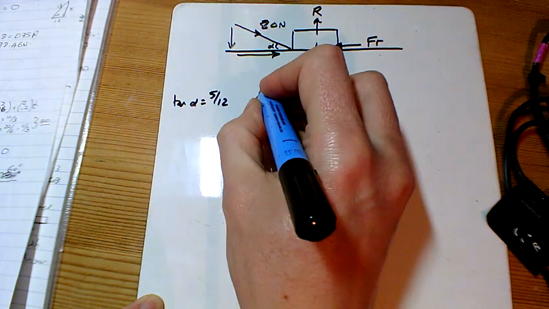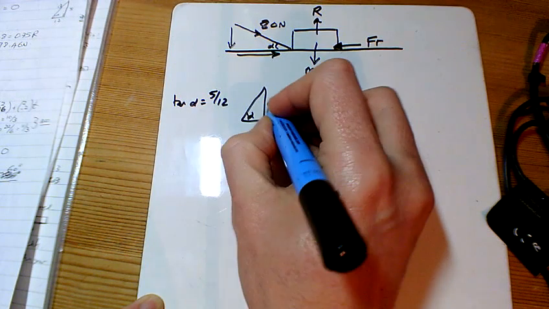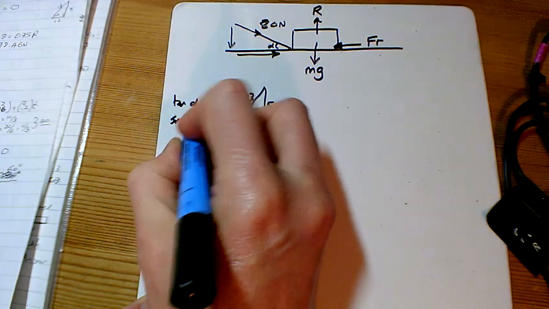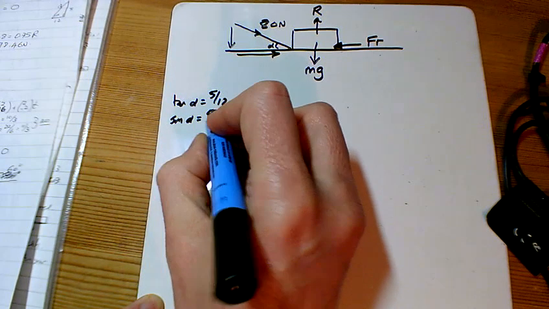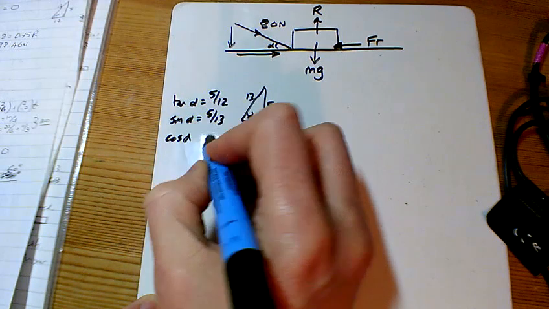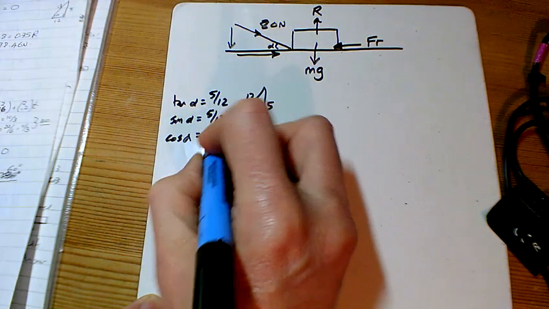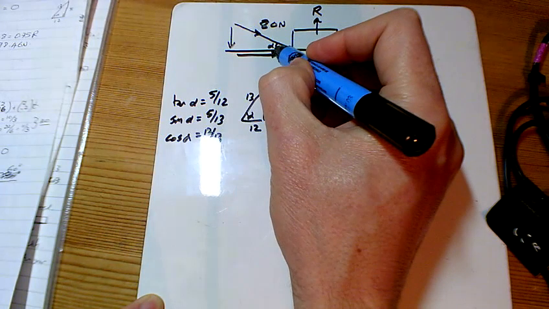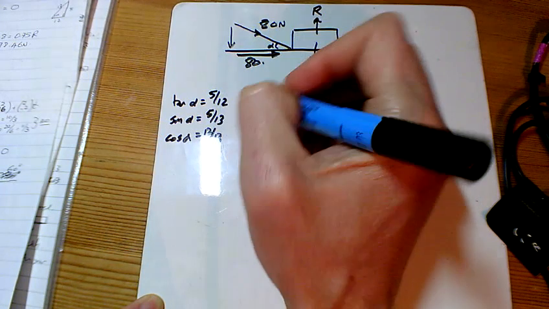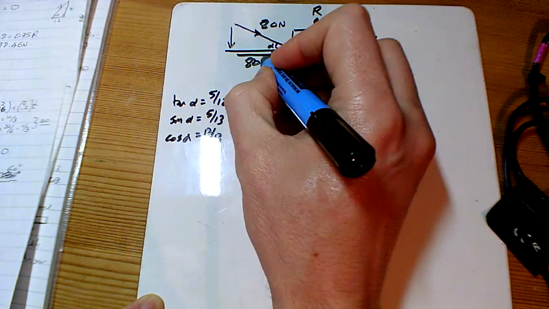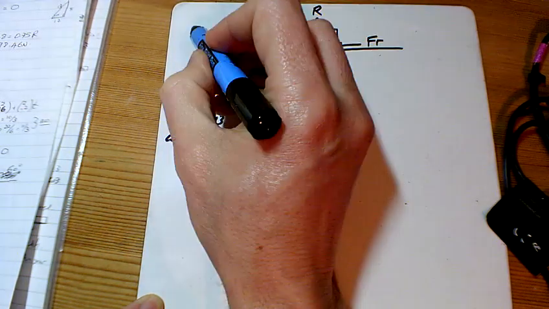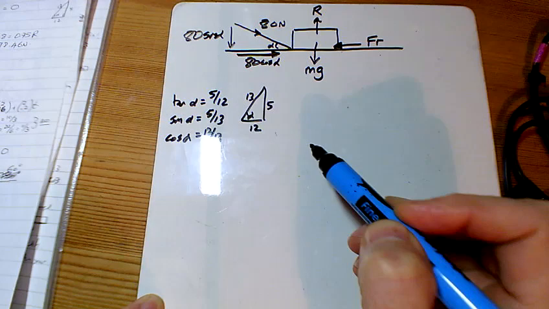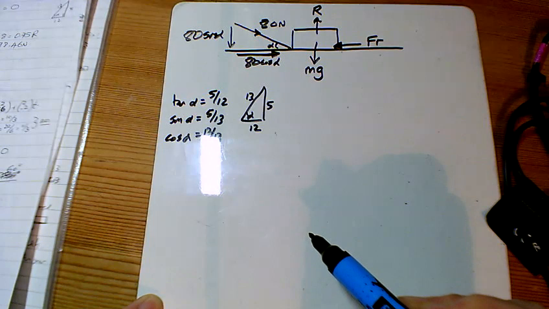And so get used to doing this lots of times. Here's alpha, opposite over adjacent. So hypotenuse from the triangle gives us that the sine of alpha is 5/13, and the cos of alpha is adjacent over hypotenuse, 12/13. So this force here that is next to the angle here is 80 times the cos of alpha. And this force here, which is opposite the angle, is 80 times the sine of alpha. We're going to work out what those are in a second.